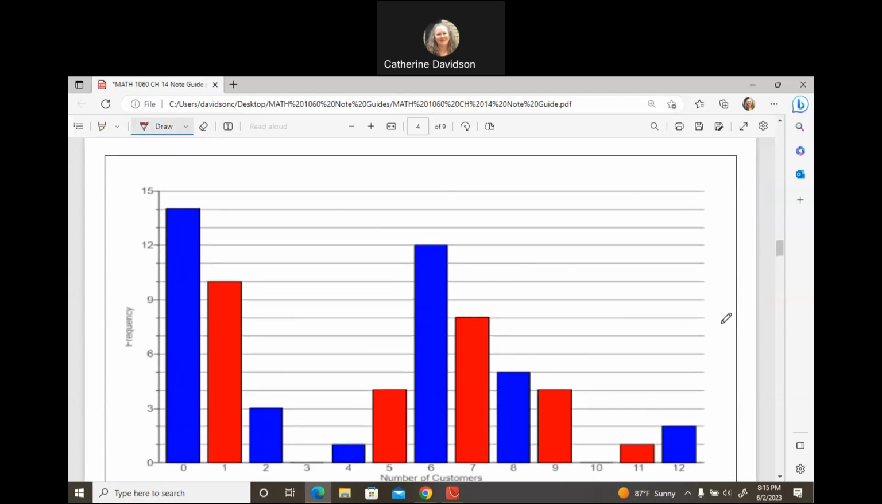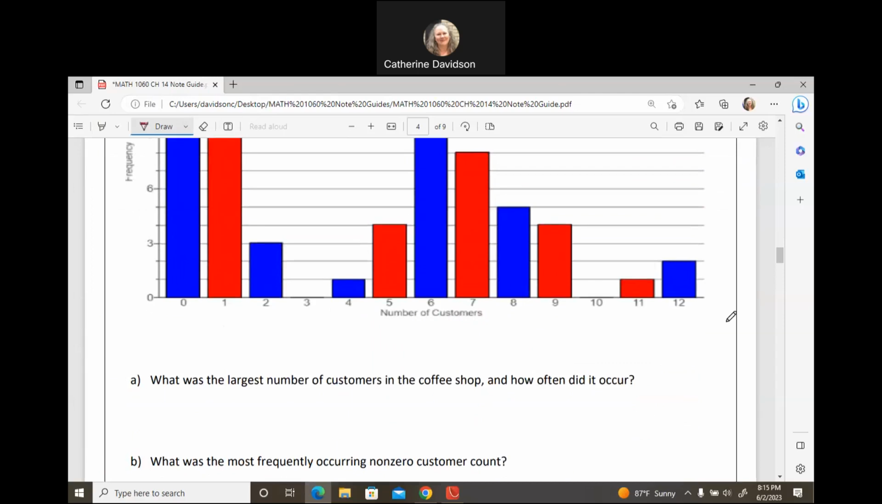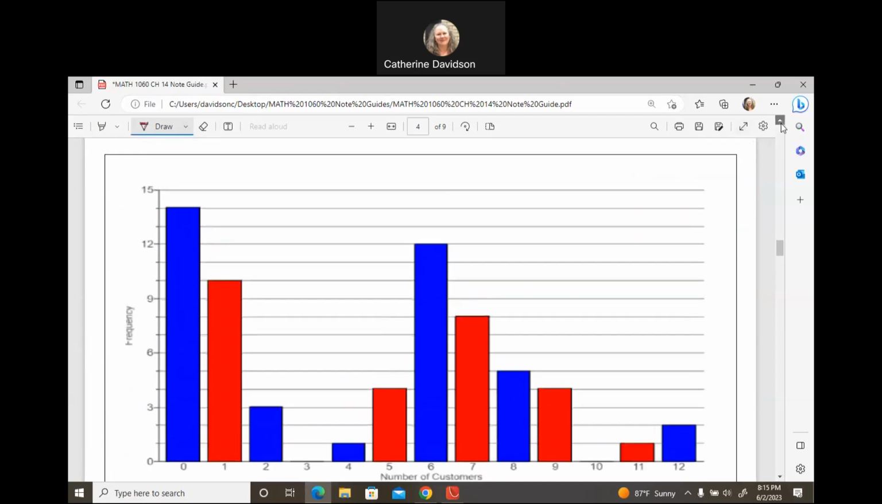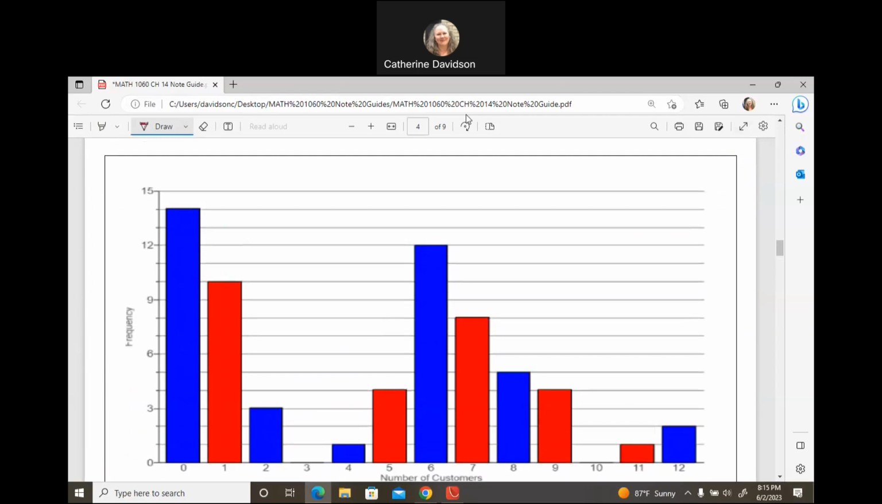All right. So these are the number of customers in a coffee shop on a given day. So the first time I saw this, I'm not gonna lie, I was like, okay, this graph's a little different. So the number of customers is across the bottom. The frequency is the height of each bar. So for instance, when you look at this, there were 3 days in which the customer count was 2. All right. There were 3 days in which there were 2 customers in the store.